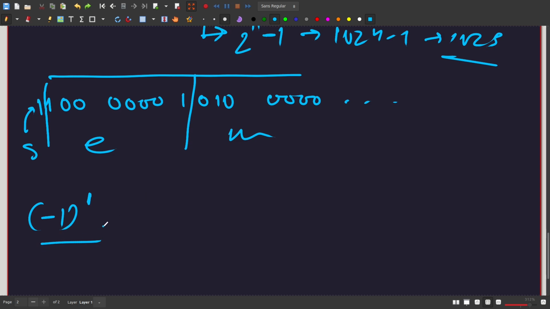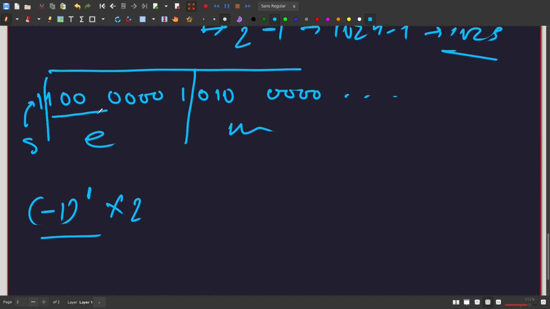Okay, so minus 1, now 2 power. Now this is where we have to do a little bit of calculation. So these are the 8 bits. What is the value stored in E, the exponent bits, basically all the 8 bits? What is the value stored in decimal? So I think if you look at it, it's 128 plus 1, so that's 129.